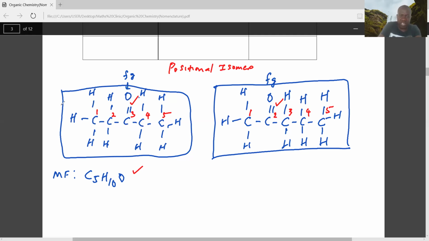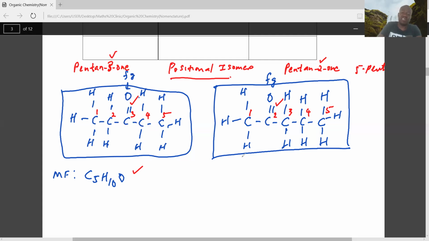That's why the name will change, because we have 1, 2, 3, 4, 5. This will be pentanone. Actually, it will be pentan-3-one. I apologize. Then this one will be pentan-2-one. You see that the name has changed. This is at position 3. This is at position 2. 1, 2, 3, 4, 5. 5 means pent. So it's pentan-2-one, pentan-3-one. So these are examples of positional isomers.